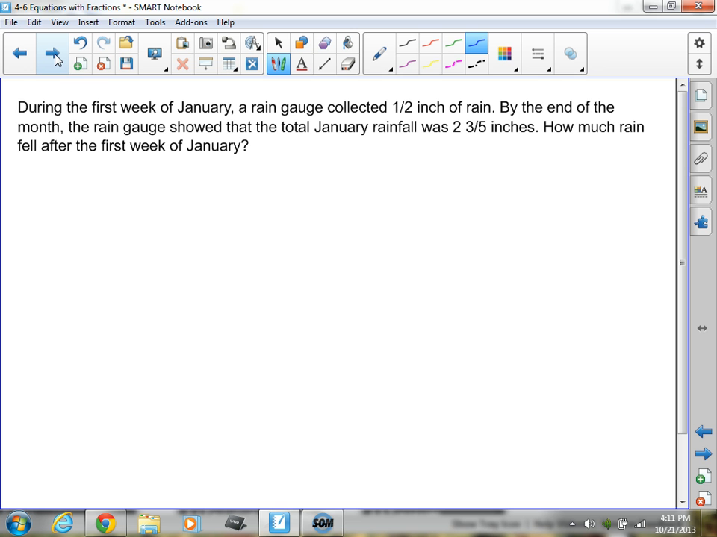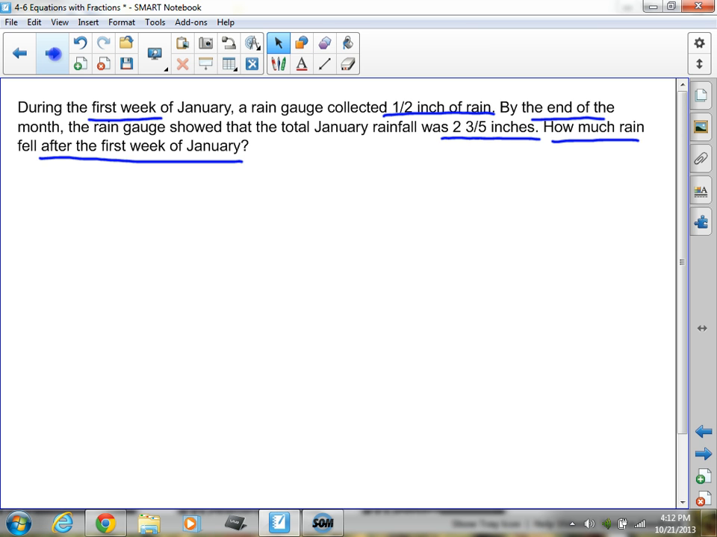Okay, so I need to look for my keywords here. I know at the first week of January, we had 1/2 of an inch of rain. By the end of the month, we had 2 3/5 inches. How much rain fell after the first week of January? We want to know how much rain. Okay, so now I see the important details from the story problem. Now I'm ready to figure out how I am going to solve this.